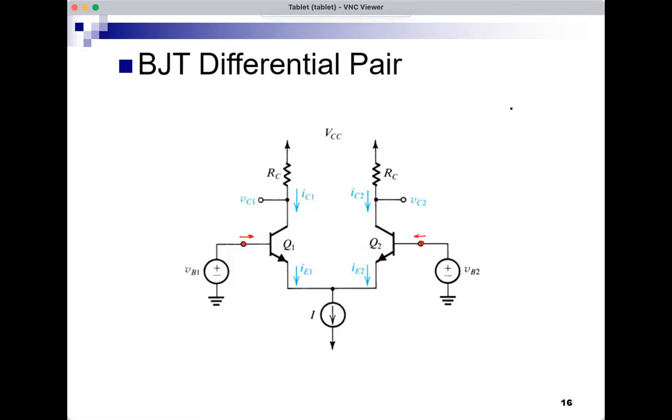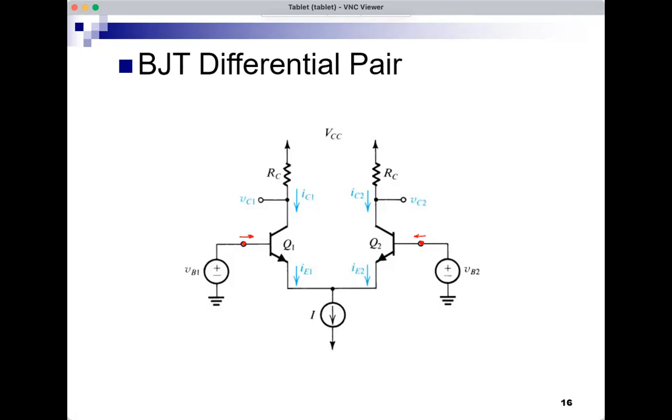The second difference is really in the characteristics of the transistor. The MOSFET equation is a second-degree equation. It's a parabola. The BJT equation is an exponential equation. So that's much more nonlinear or powerful or fast. So a little change in the input voltage will cause a large change in the current in the case of the BJT.